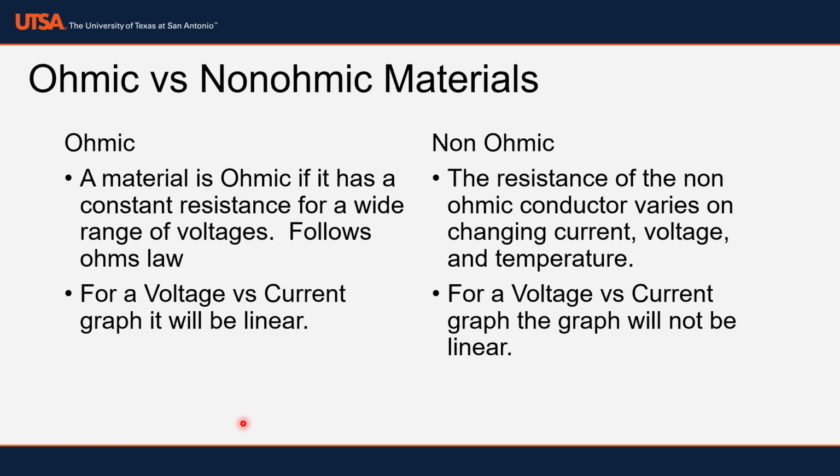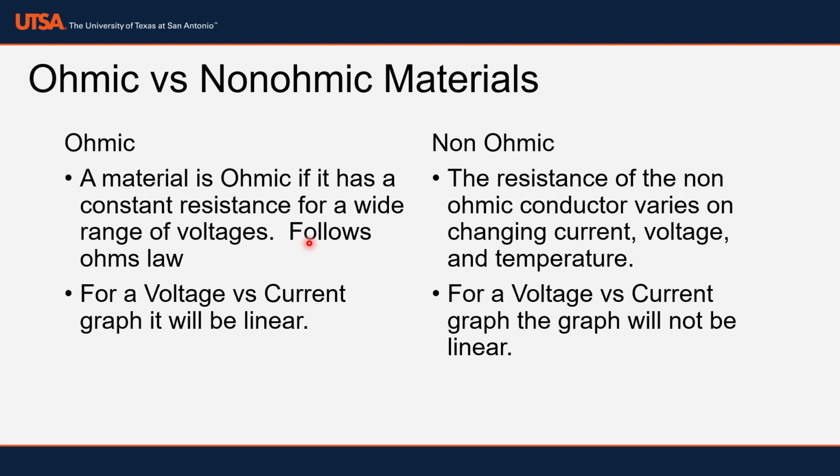The next thing that we need to know is the difference between ohmic versus non-ohmic materials. In this lab, we'll be doing some plots, and those plots are going to tell us if we have an ohmic versus non-ohmic material. So how do you know if it's an ohmic material? Well, it's going to follow Ohm's law, right? A material is ohmic if it has a constant resistance for a wide range of voltages, and that means it's going to follow Ohm's law.